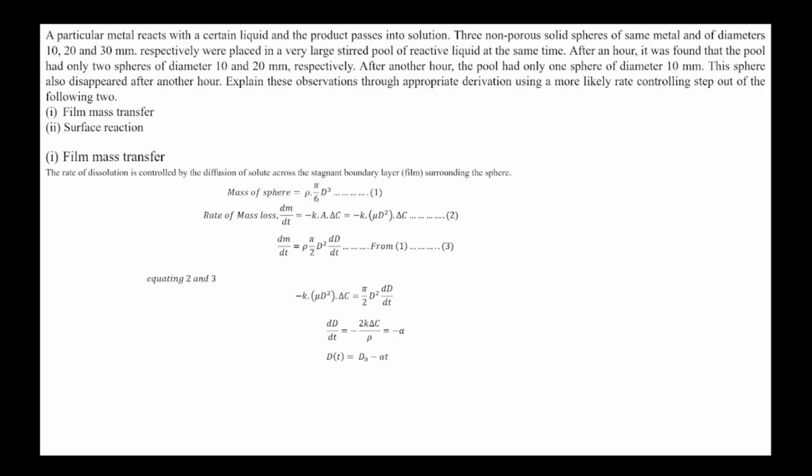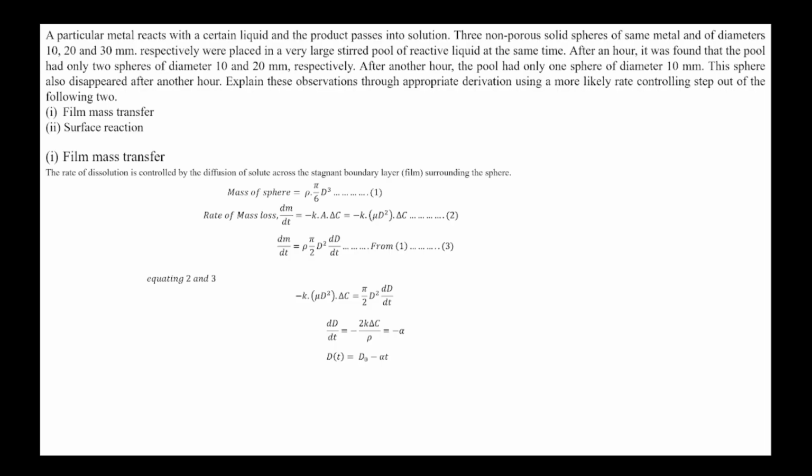Now it is showing that the diameter has a linear relationship with time. The diameter of the sphere at any time t shows a linear relationship with time, right? And it is in decreasing order. If you plot the graph, you will see that the slope is decreasing. And here in the question it is saying that the 30 mm diameter sphere is dissolving first, but from this expression it is completely reverse, showing a reverse result.